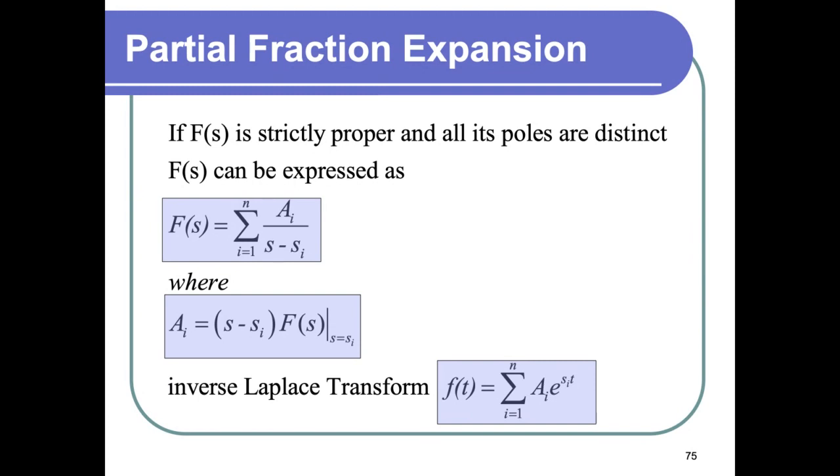Okay, so if F is strictly proper and all of its poles are distinct, then F of s can be represented as follows. You have a summation. Let's say we have n distinct poles: A_i, some constants that we solve for, over s minus s_i, where s_i is the pole. What is A_i? You multiply F by s minus s_i and then evaluate it at s_i, the pole of the system. So the inverse Laplace transform is the following.